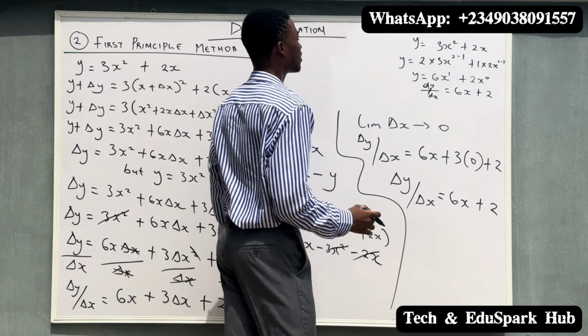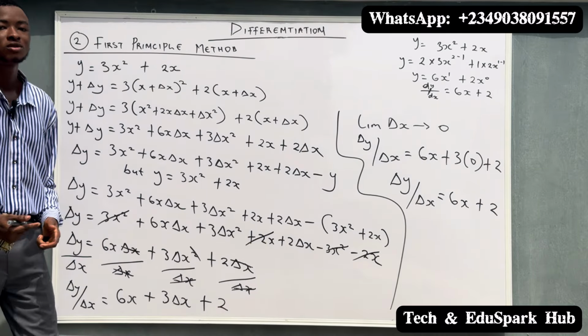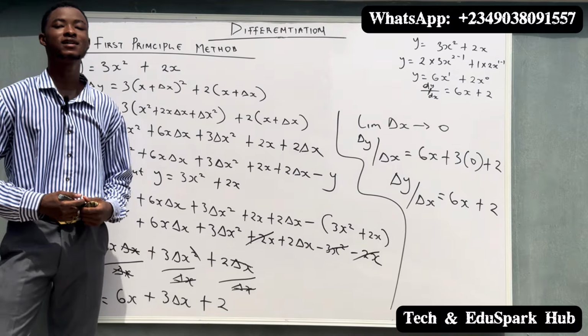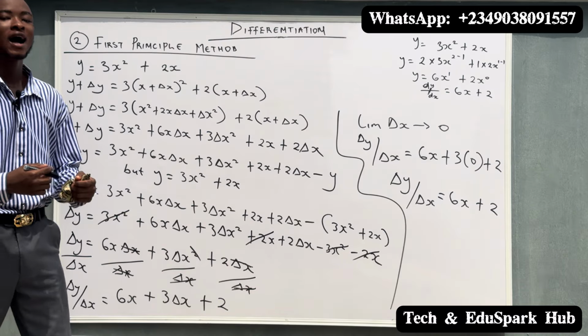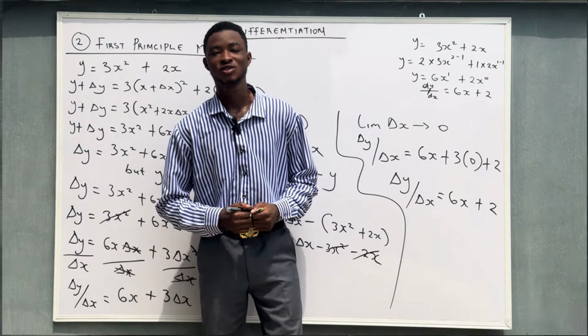And you can see when we solve using the general method, we get 6x plus 2. And also when we solve using the first principle method, we get 6x plus 2. So this first principle method is useful when you are solving theory questions, because they might ask you to solve using the first principle in your theory exam. So you have to master it. It is very, very important. And this will be all on the first principle method of differentiation.